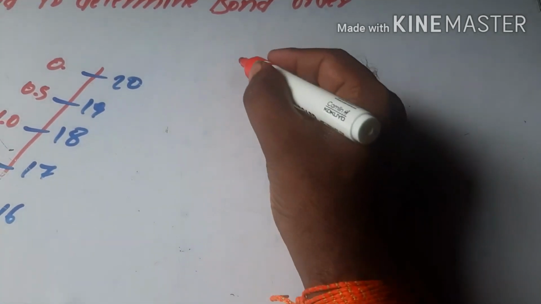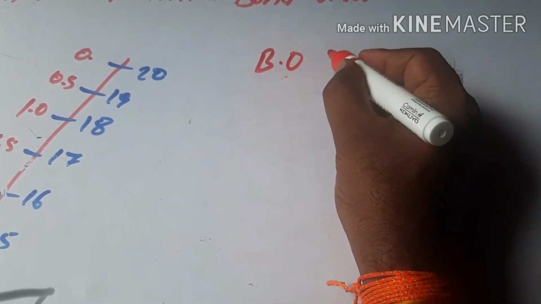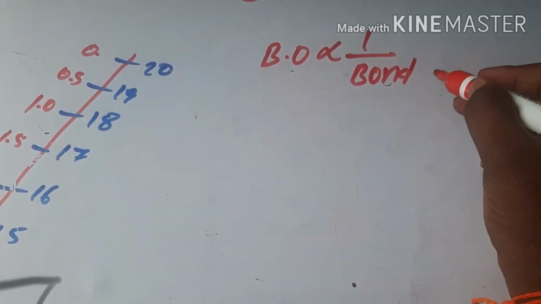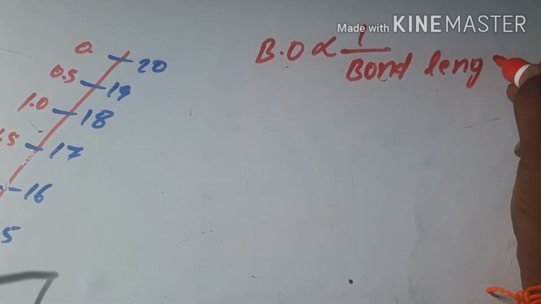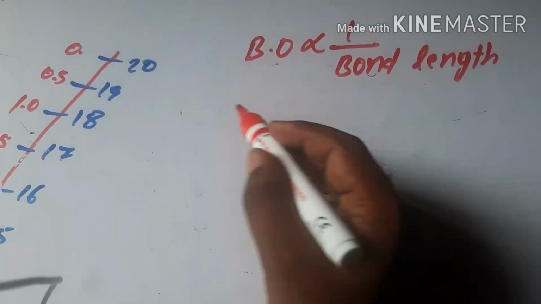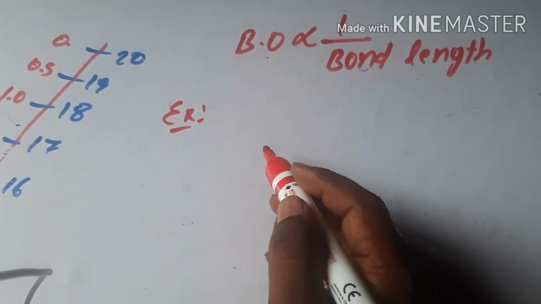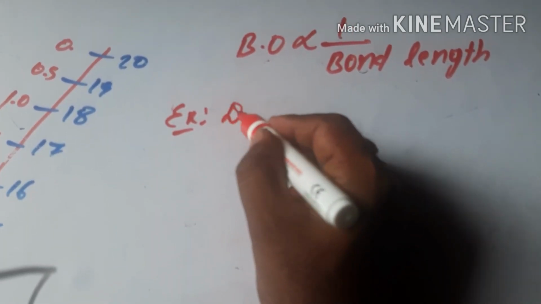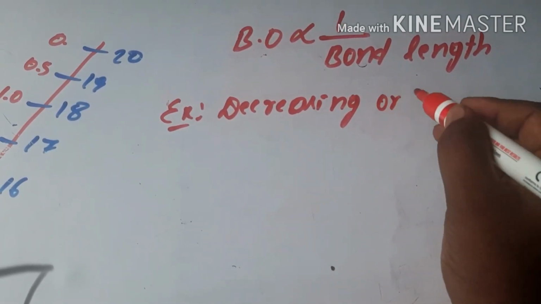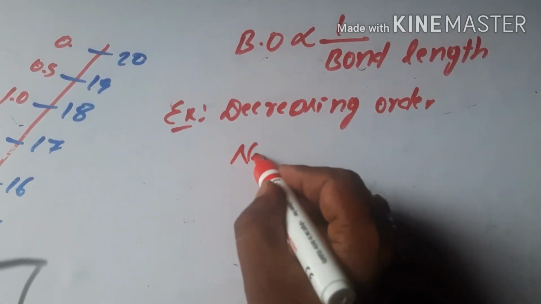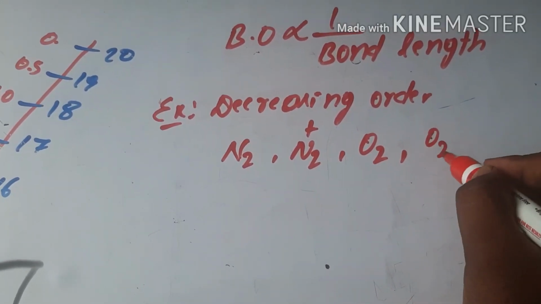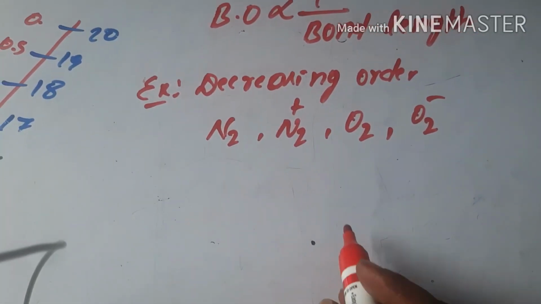Next, bond order is inversely proportional to bond length. That means the higher the bond order, the shorter the bond length. For example, if you are going to arrange the molecules N2, N2 plus, O2 and O2 minus in decreasing order of bond order, we determine the bond order first.